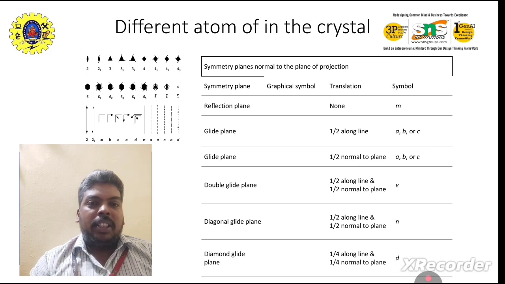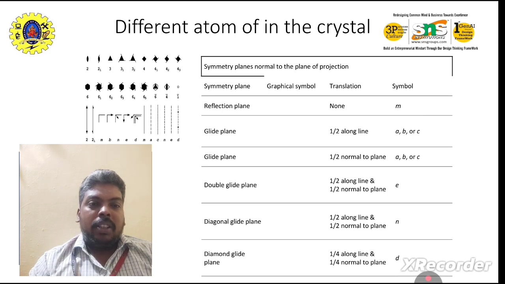So a glide plane is nothing but including reflection and translation, and a double glide plane is nothing but two times the displacement will be along the one glide plane, one axis, and in addition to the reflection mirror. So that is called a glide plane. So our next one is the diamond glide plane.